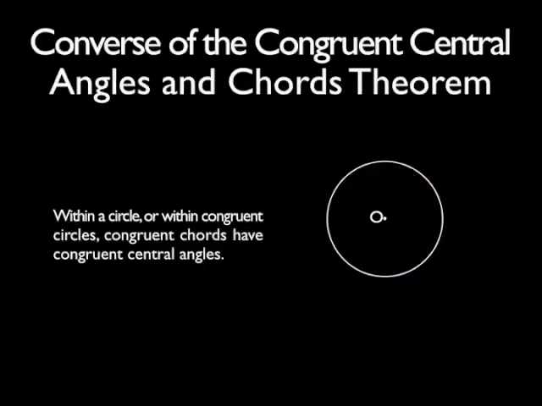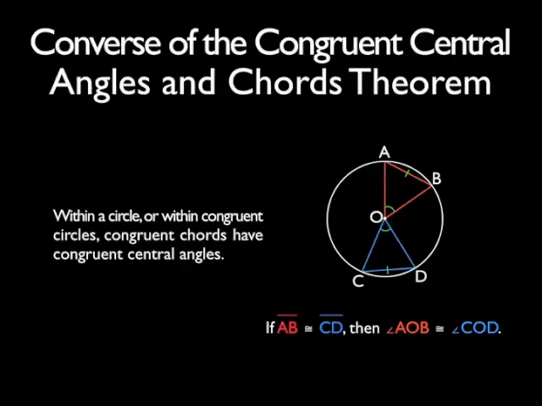The converse also works. Within a circle or within congruent circles, congruent chords have congruent central angles. So if segment AB is congruent to segment CD, then angle AOB is congruent to angle COD. Again, this is very easy to prove, because once again we have all of those radii that are going to be congruent. So the triangles are congruent by side, side, side, and therefore the central angles are also congruent by the definition of congruent polygons.